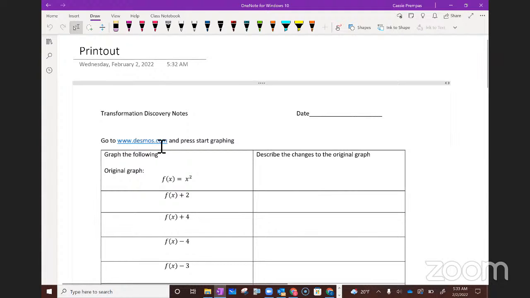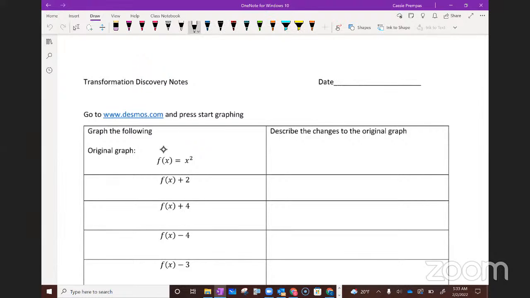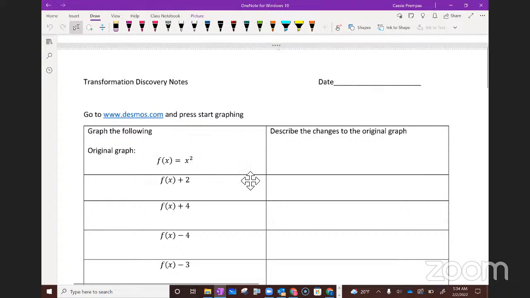So the question says, graph the following. It gives you the original graph of f of x equals x squared. And as we start moving this graph, we want to describe the changes to the original graph. So I'll do the first one with you, the first few with you, and then I'll have you go ahead and discover on your own.